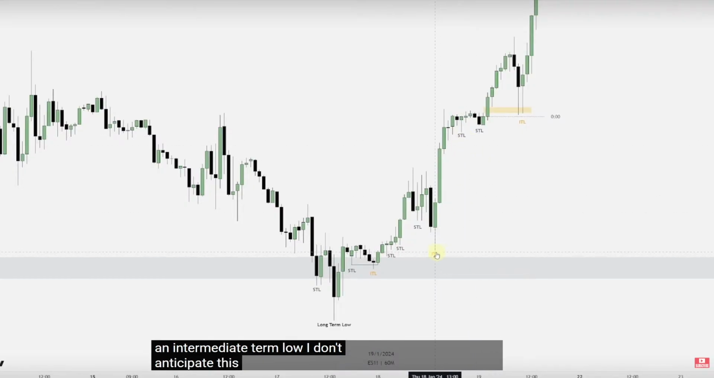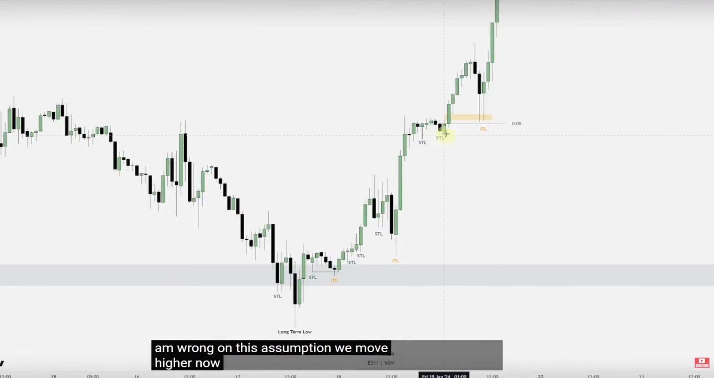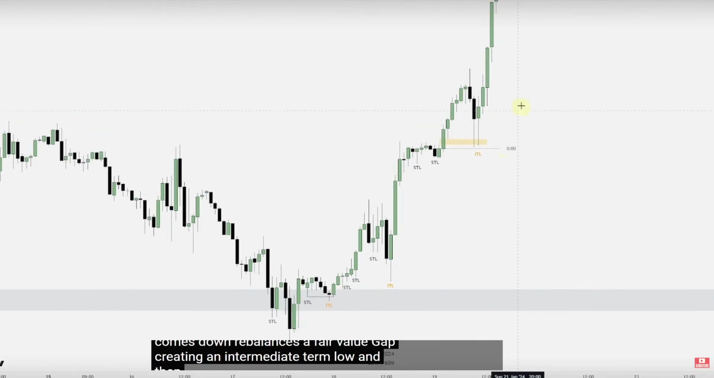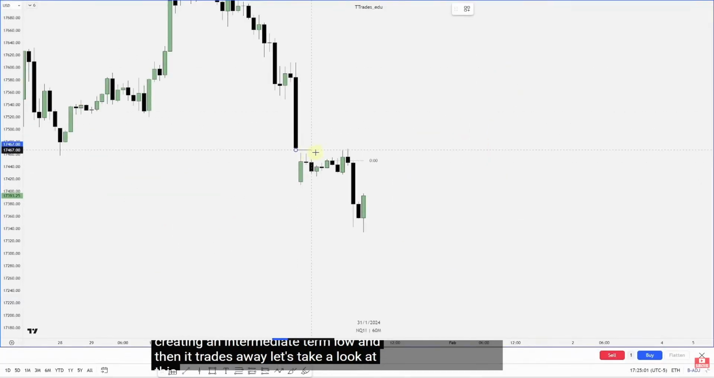I don't anticipate this to be reached unless I am wrong on this assumption we move higher. Now, price trades higher, price comes down, rebalances a fair value gap, creating an intermediate term low, and then it trades away. Let's take a look at this last example here.